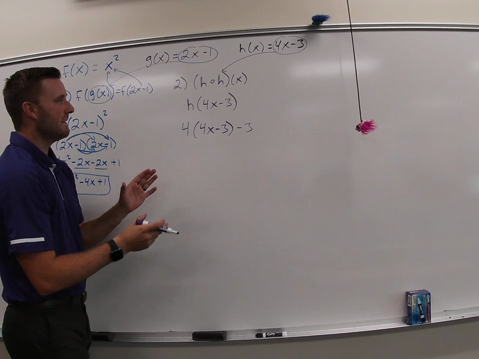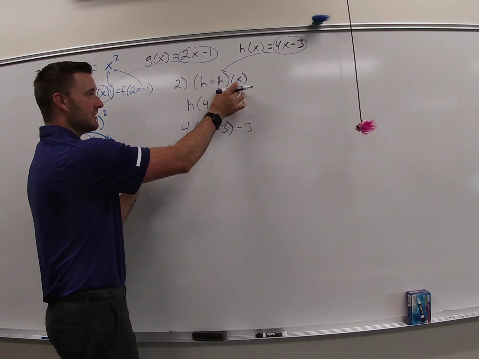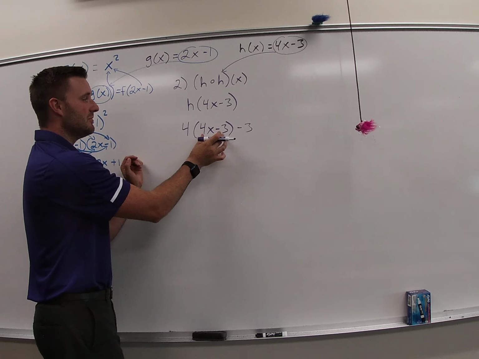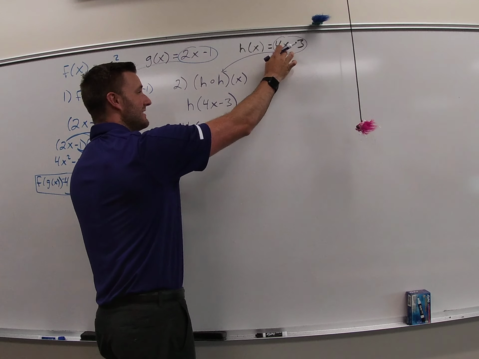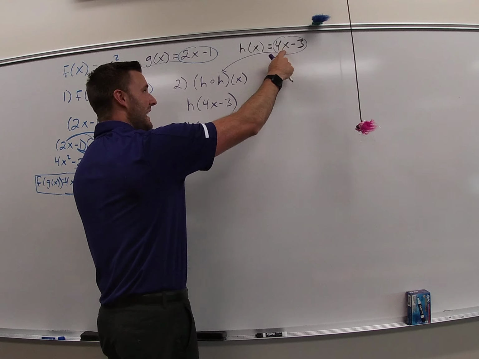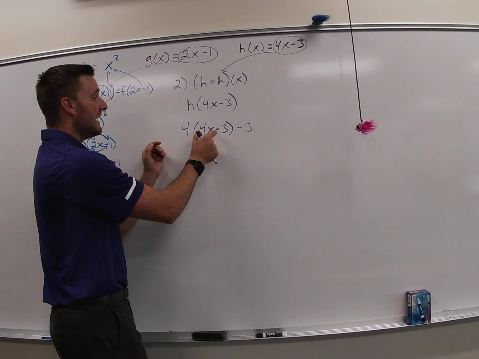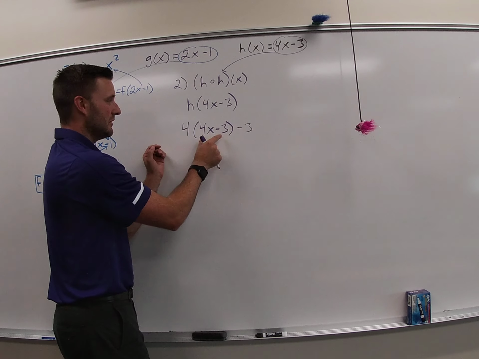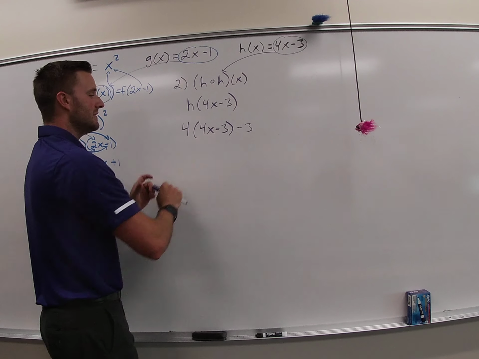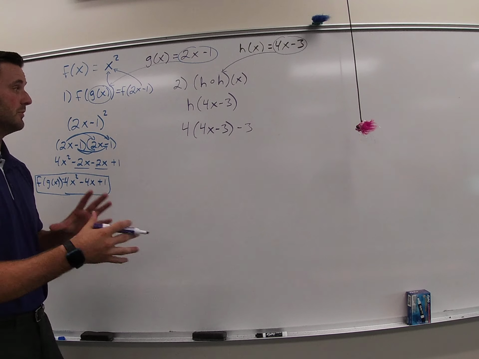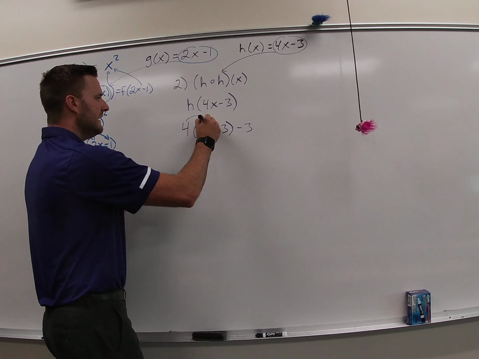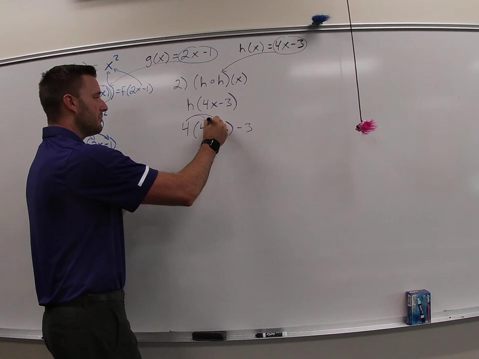So what we did is we took the first h of x, our innermost function, which is 4x minus 3, and we substituted that, or replaced the x that was already there, with h of x. So instead of 4x minus 3, it's now 4 times the h of x minus 3, or 4 times 4x minus 3, minus 3. You do want to use parentheses here. That way you can distribute properly and simplify or reduce properly.